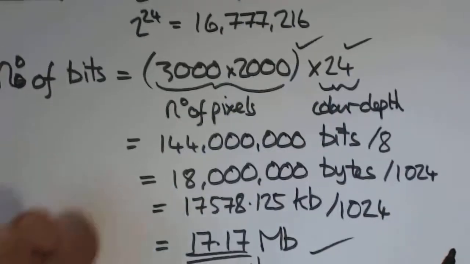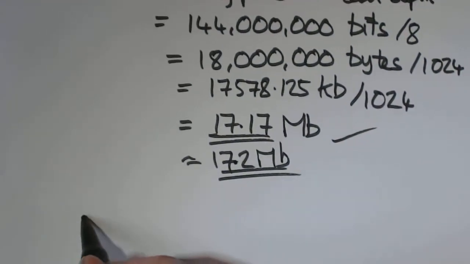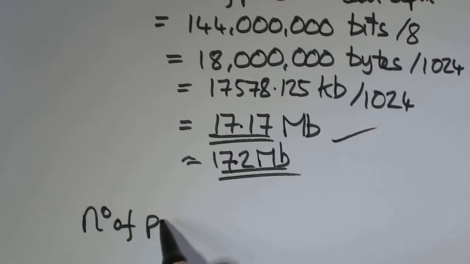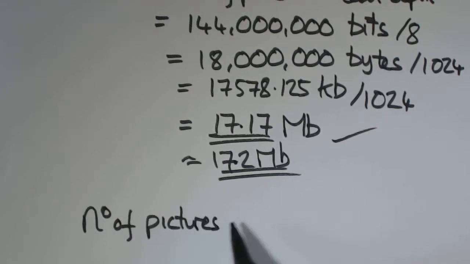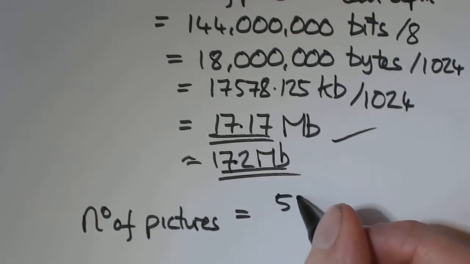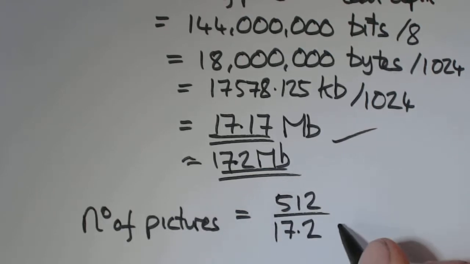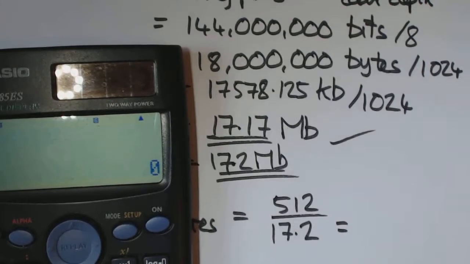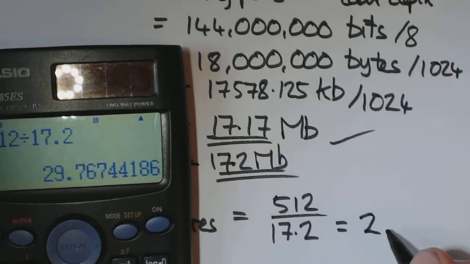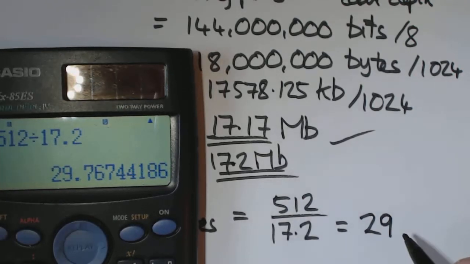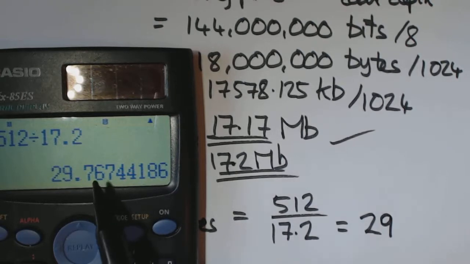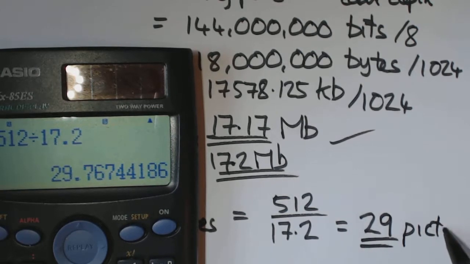So that's 512. We just say number of pictures equals, well, there's 512 megabytes available, and each one is 17.2, so 512 divided by 17.2. That will give you 29.77, but we don't want 0.77 of a picture, so we just round it down, so 29 pictures.